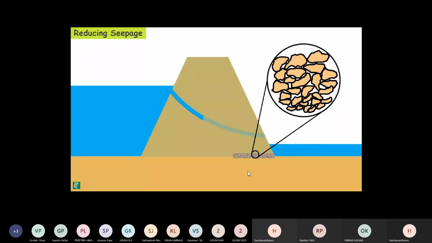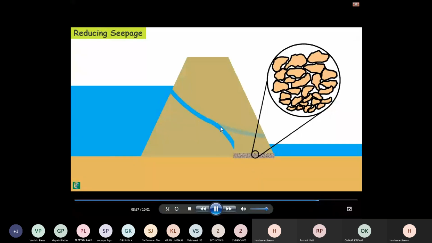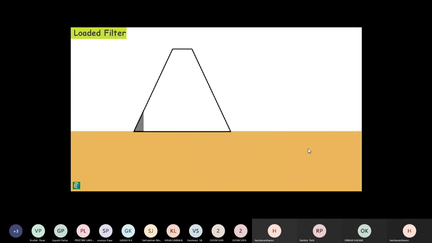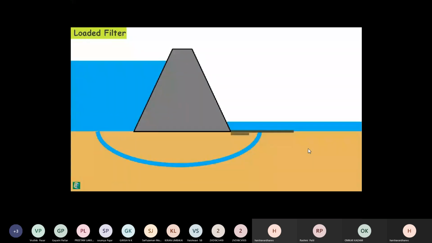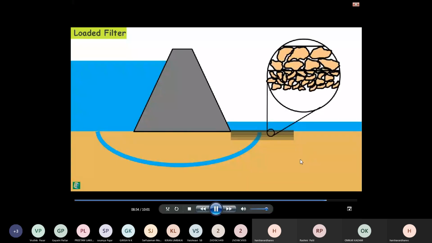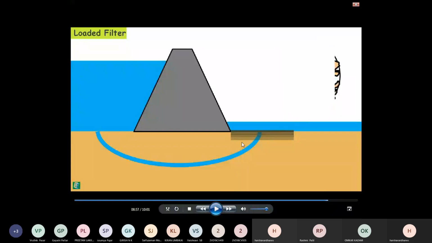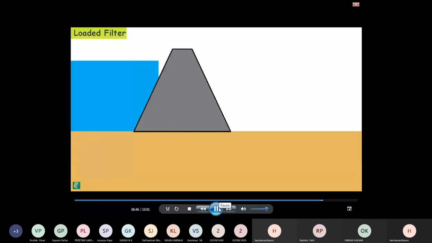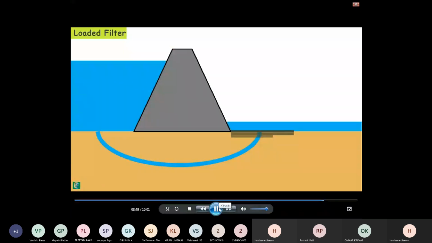So when you provide the filter, the seeping water gets collected in the filter and is dispersed off safely without any piping. So you have to provide filters in the dam to avoid piping in the body of the dam. Also, you can provide filters on the downstream end so that the exit gradient gets decreased.